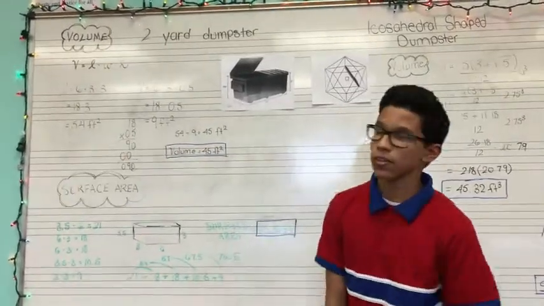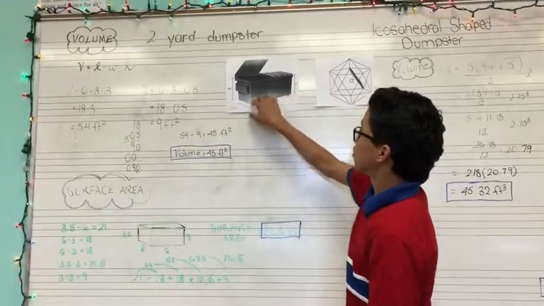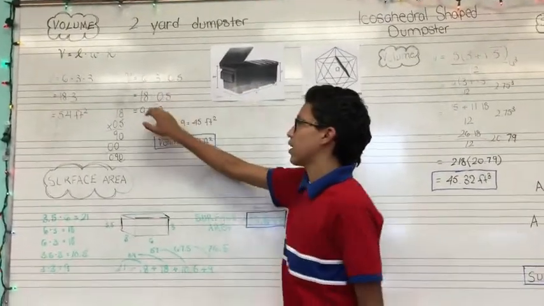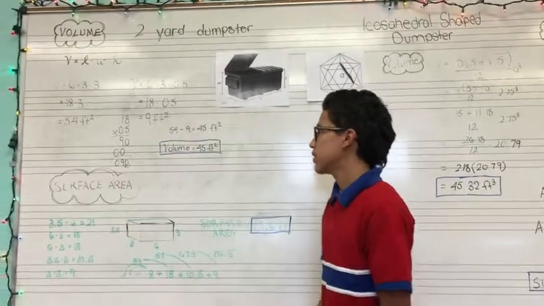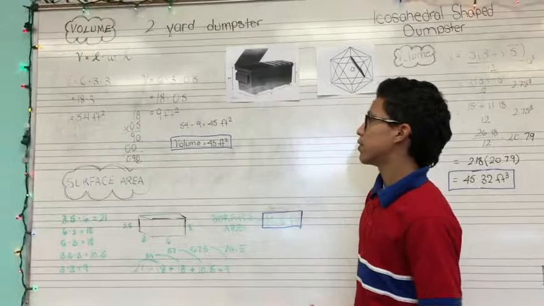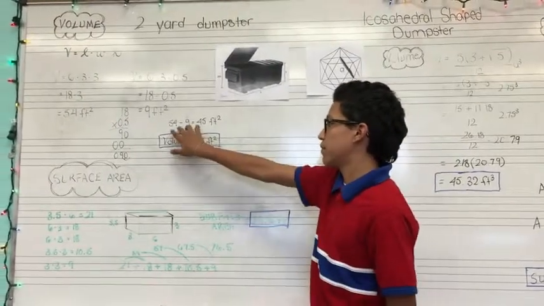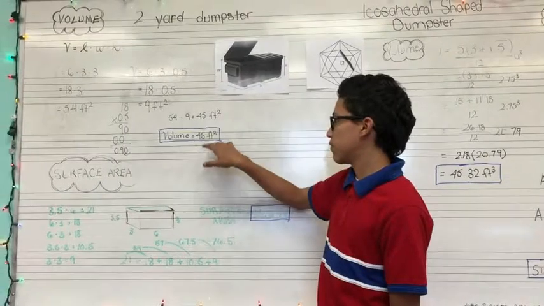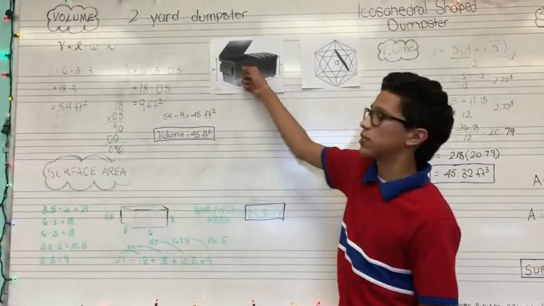And then we calculate the other volume with the other height, and it would be 6 times 3 times 0.5, and 18 times 0.5 is 9 feet. And then we subtract 54 minus 9, which equals 45 feet. And 54 and 9 are the 2 different volumes. Once you subtract those 2, you get the official volume of the 2-yard dumpster.